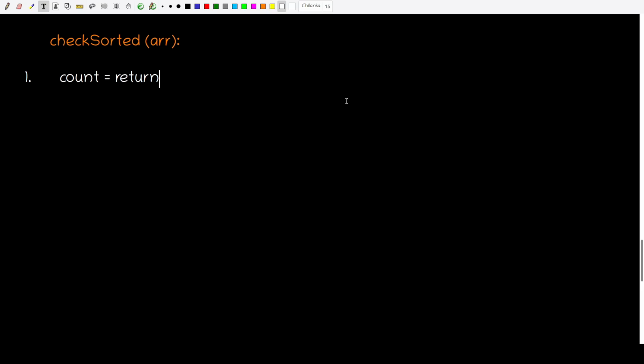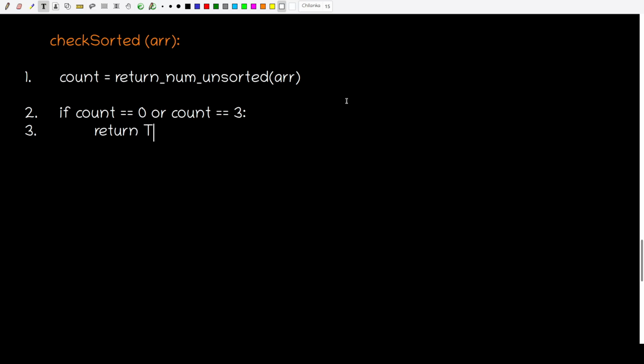So let us do that. So return num unsorted, and an array is given to us. And this function returns the number of elements which are not at its correct position. Once we have this value with us, we are going to check if count is equal to 0 or count is equal to 3. In such case, it is possible to sort the array, because of which we are going to return true. Otherwise, we are going to check if count is equal to 4. In such case, we are going to perform the swap operation.